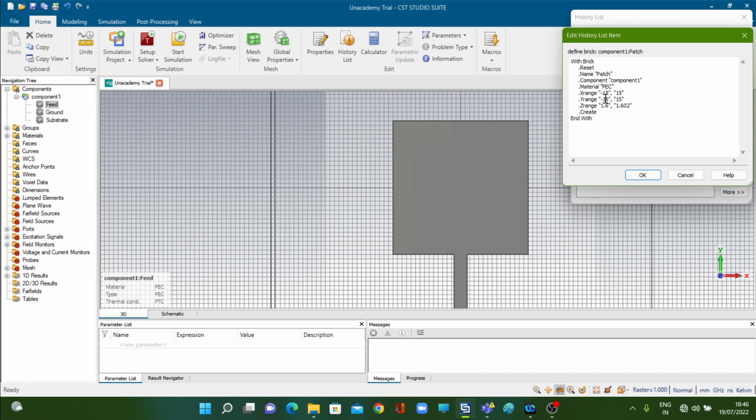X range is minus 15 to 15. Y range is also minus 15 to 15 because we designed the square patch 30 cross 30. So this way we defined the dimensions. And Z range is 1.6 to 1.602 because it rested on top of the substrate. The substrate has a thickness of 1.6 and the thickness of the metal is 0.002. So the Z max was 1.602. Till this much we did.